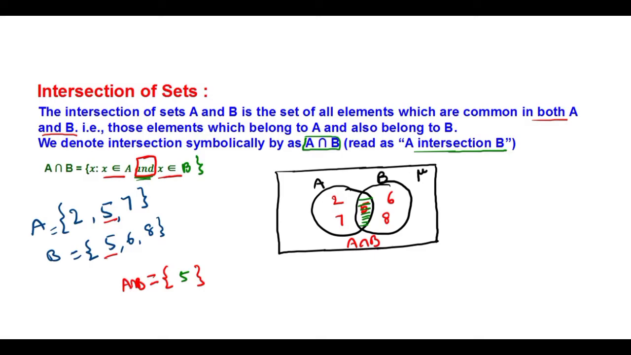So I hope you understood what A union B is. A union B means we should take all the elements. A repeated element should also be taken only once. Intersection means the element should be in both set A and B.